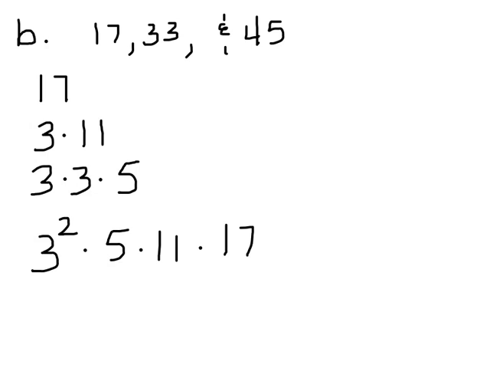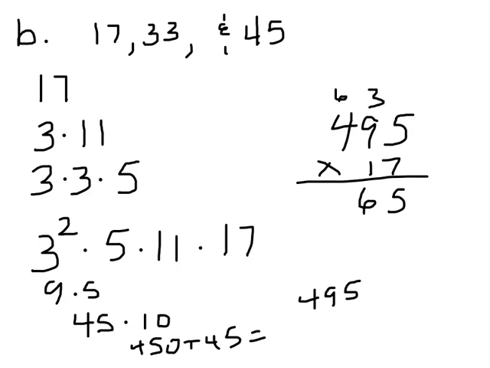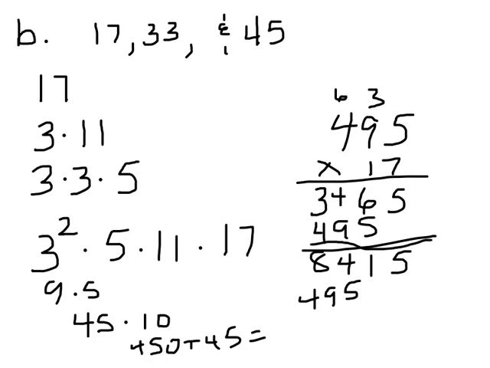And I don't have my calculator here on me tonight, but when you multiply all these out, 9 times 5 is 45. 45 times 11, 45 times 10 is 450, plus 45 is 495, and 495 times 17 is, let's see, 8,415. 8,415 is the lowest multiple of 17, 33, and 45. Large number, but there it is.